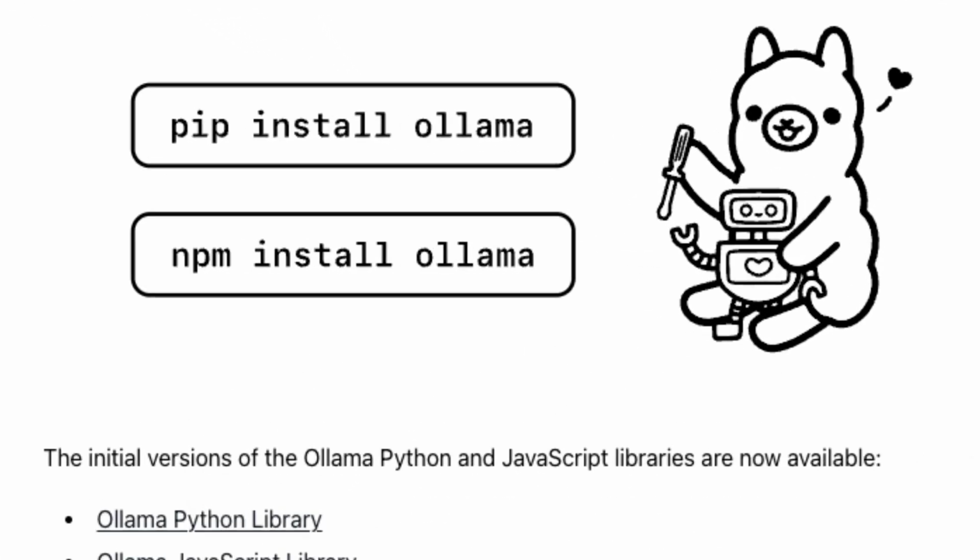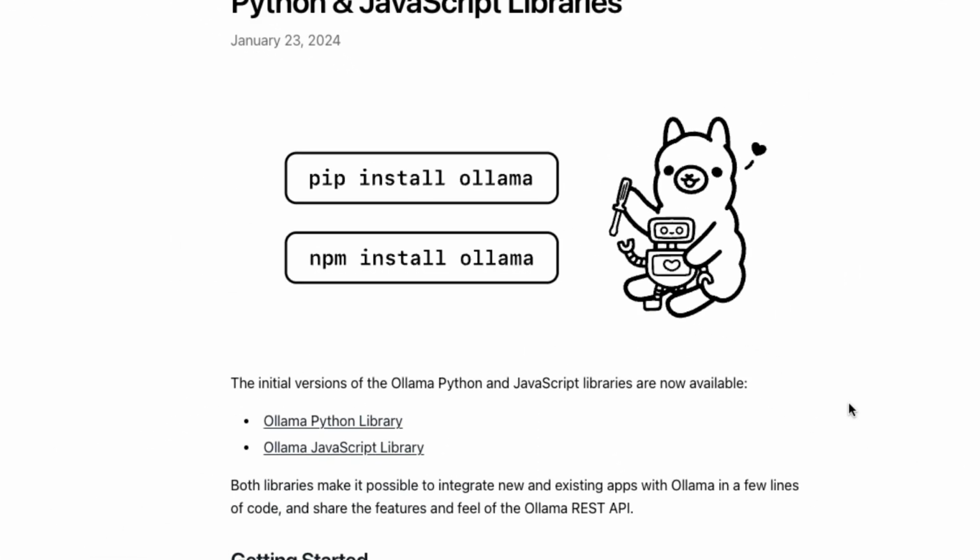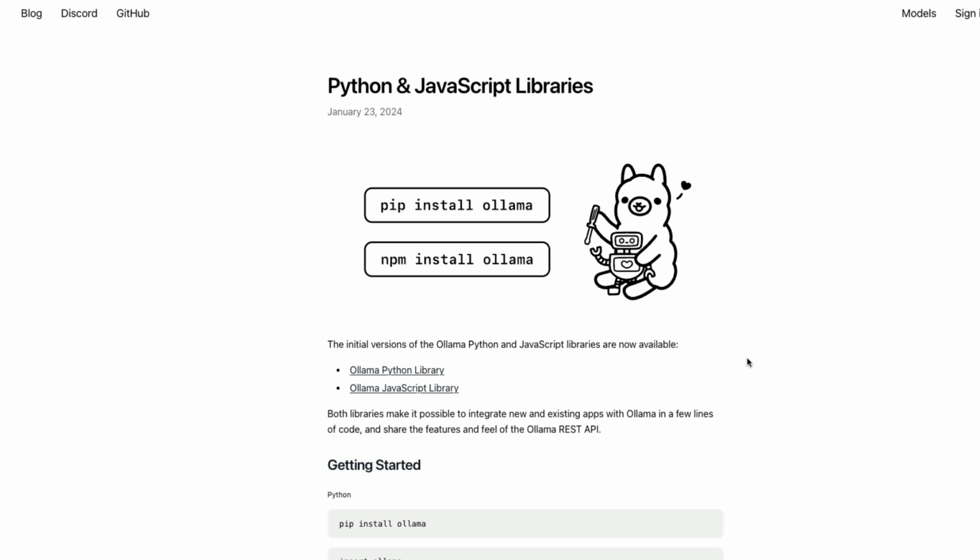Ollama just released its Python and JavaScript library. If you are using Ollama for running models locally on your CPU or laptop, then this video is going to teach you how to use Ollama within Python. So if you're not familiar with Ollama, Ollama is one of the most popular and also completely open source ways to run local large language models.